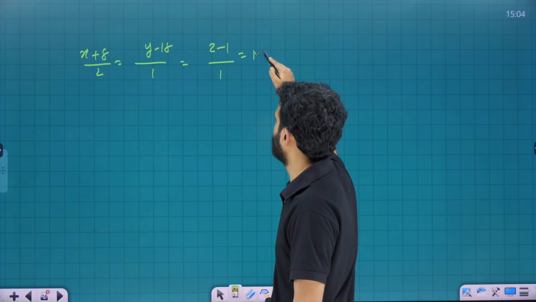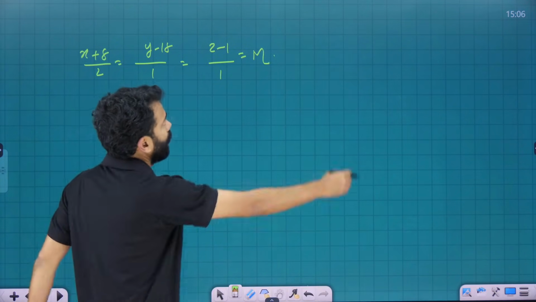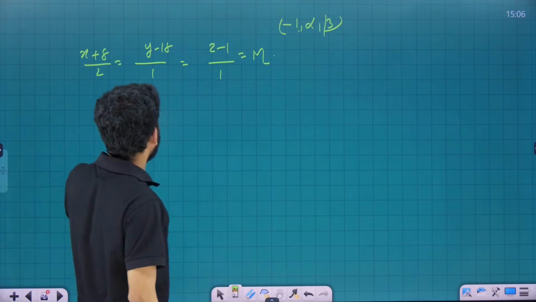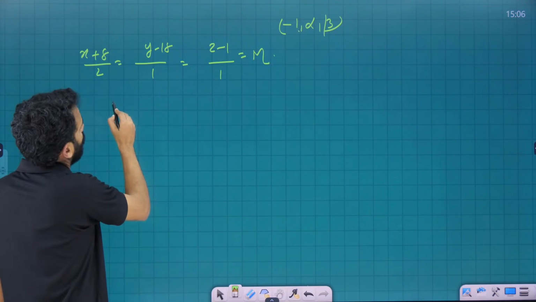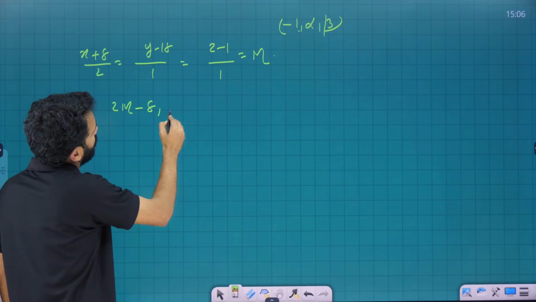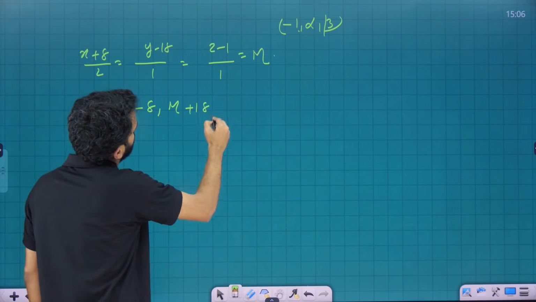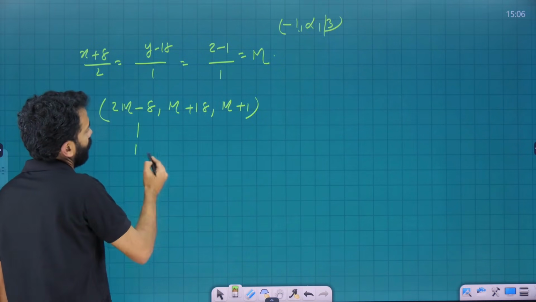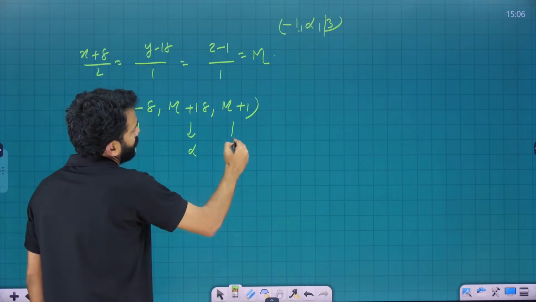We can assign another parameter mu here. Okay. So the points are given like minus 1, alpha, beta. So the general point on this line can be taken as 2 mu minus 8, mu plus 18 and mu plus 1. Okay. So this is 1, and this is alpha and this is beta.